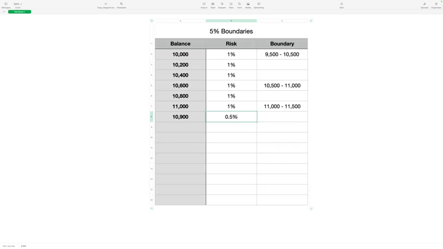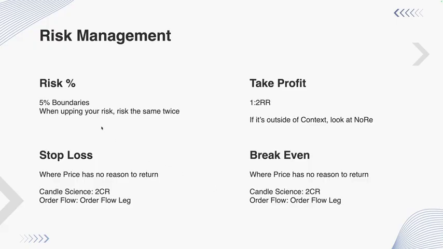And then when we are back at 11,000, we increase our risk to 1%, and we want to again risk the same amount twice. This is again purely to protect the profits. And when we do go into drawdown, we don't want to have too heavy of a drawdown right there. So use the 5% boundaries right there. So now we know how much risk percentage we potentially want to use.